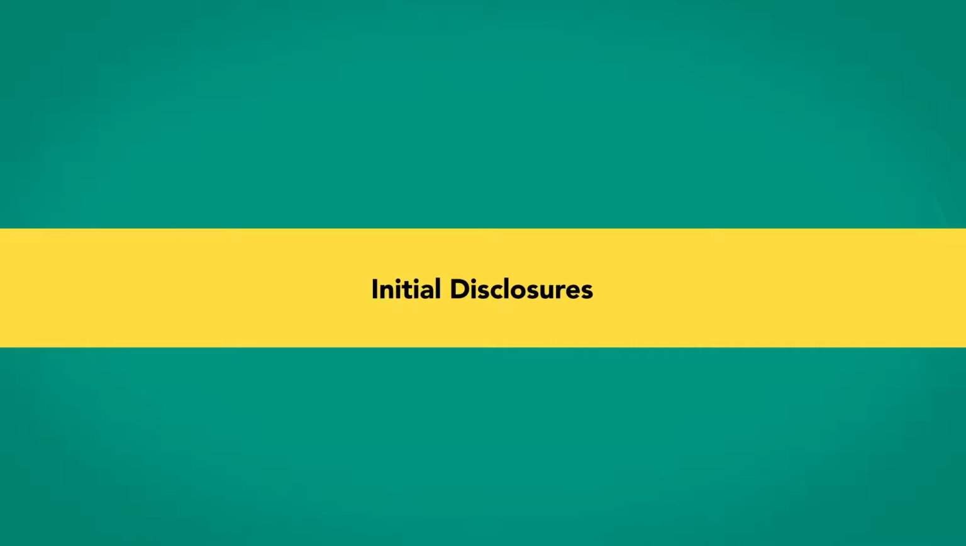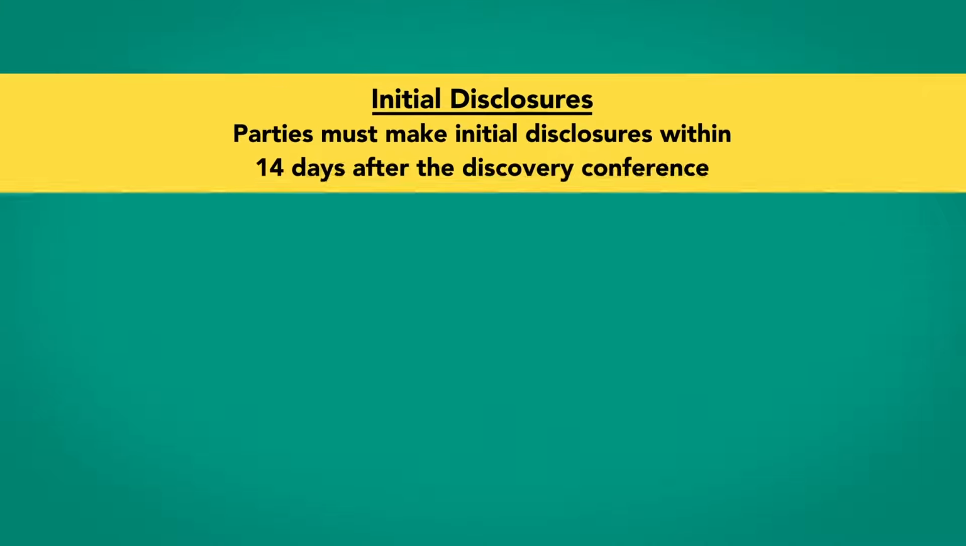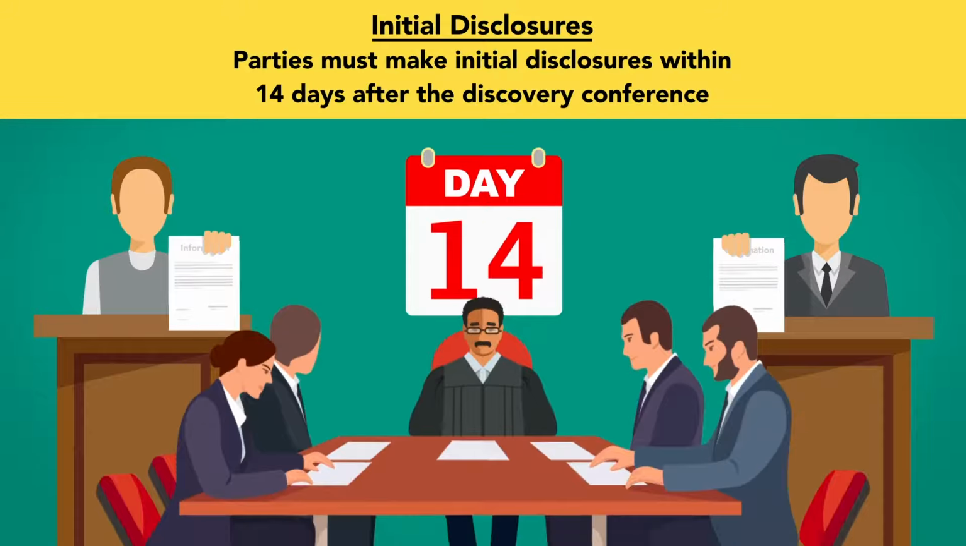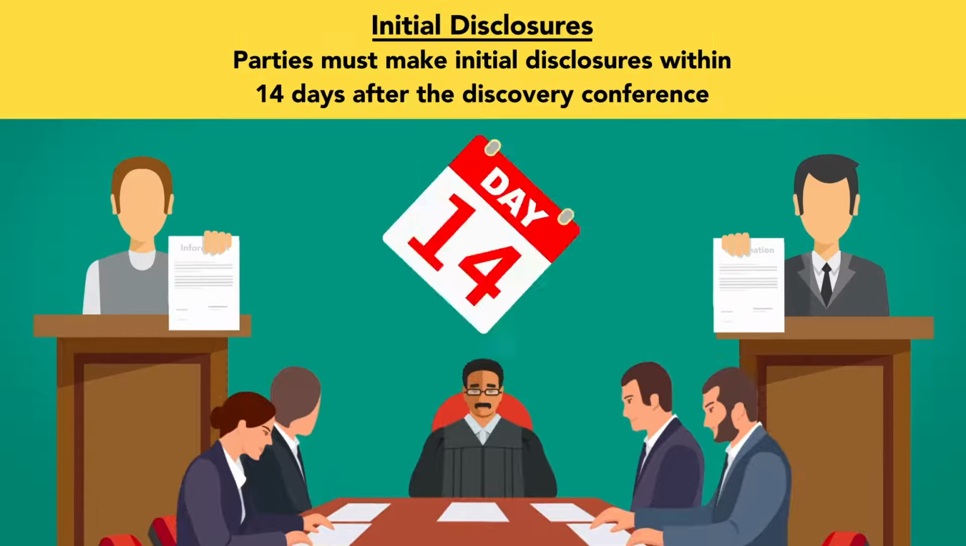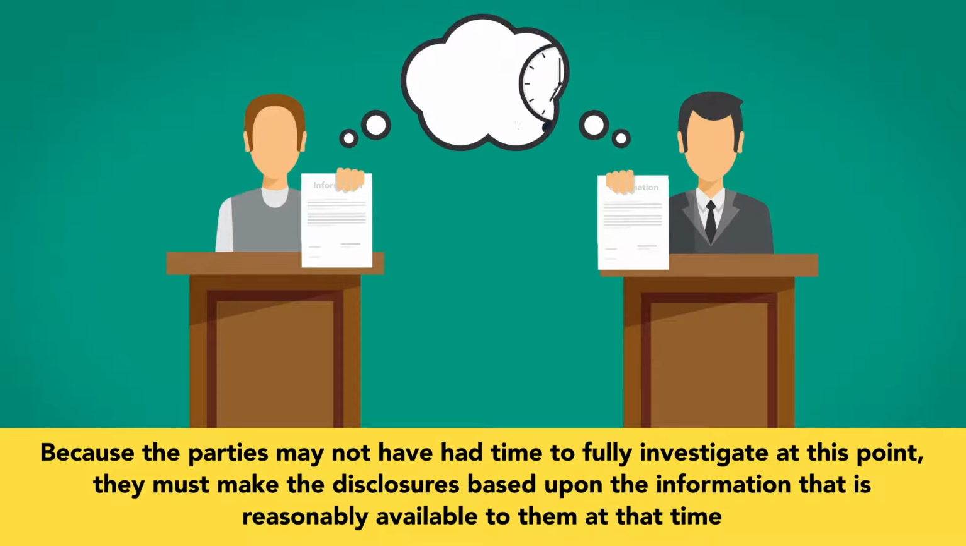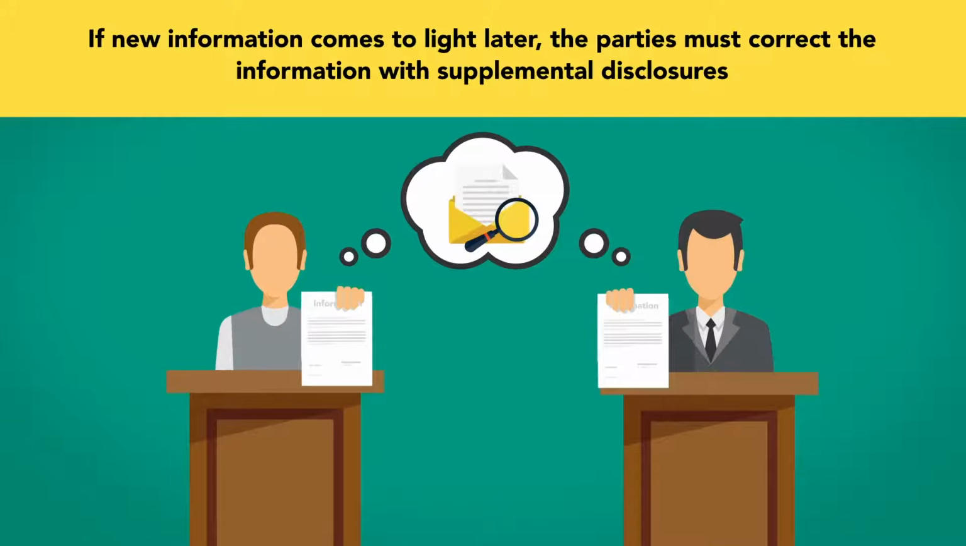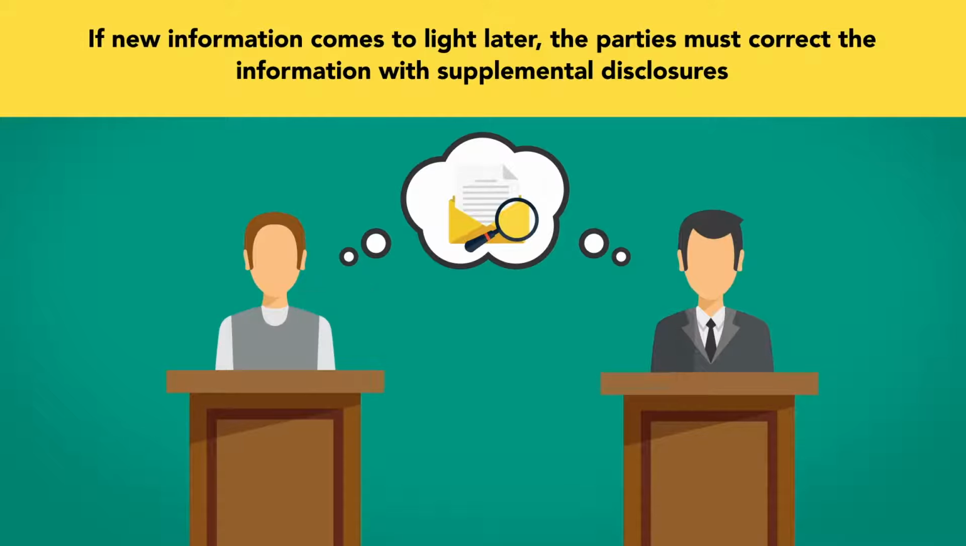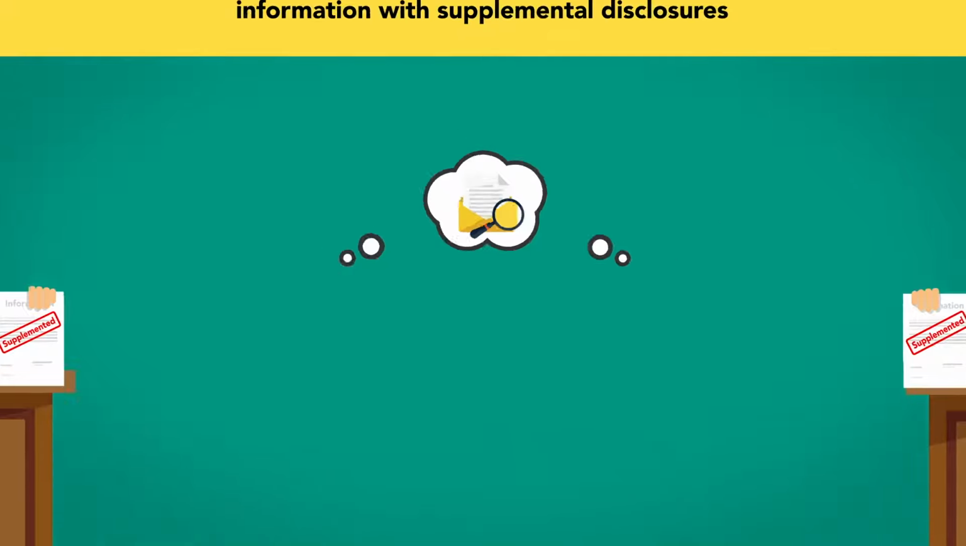Initial disclosures. Parties must make initial disclosures within 14 days after the discovery conference. Because the parties may not have had time to fully investigate at this point, they must make the disclosures based upon the information that is reasonably available to them at that time. If new information comes to light later, the parties must correct the information with supplemental disclosures.